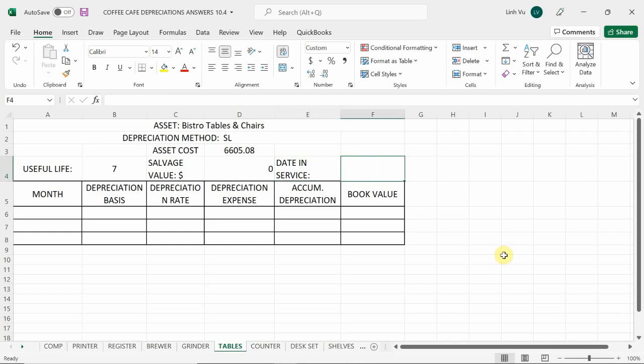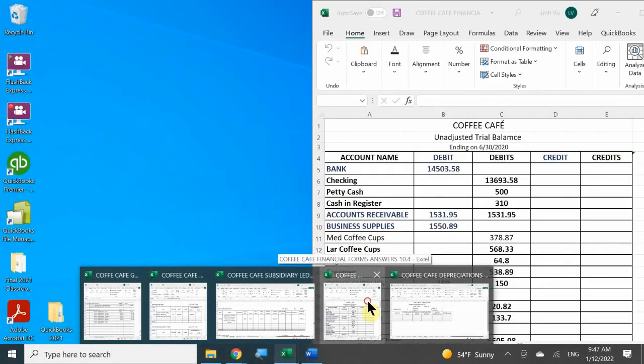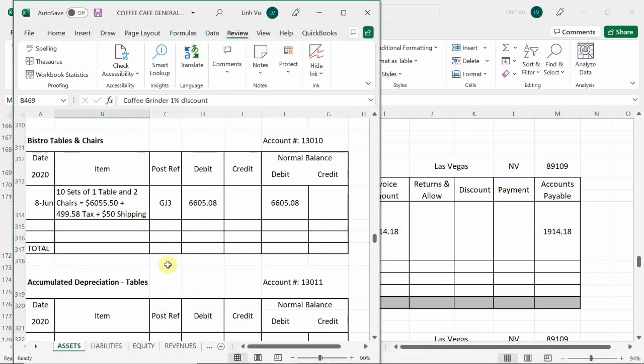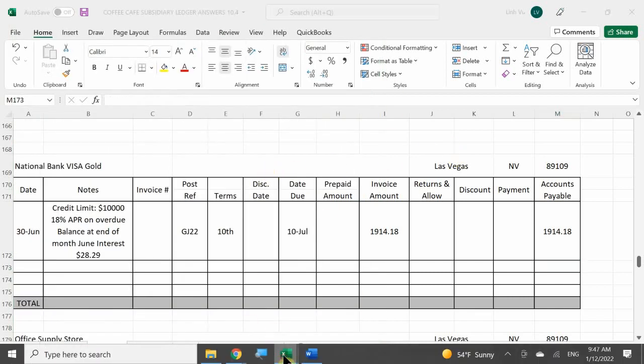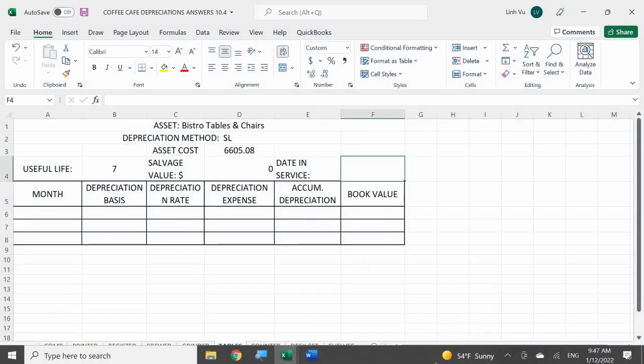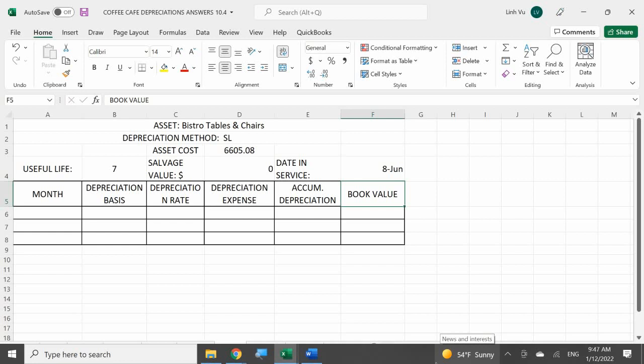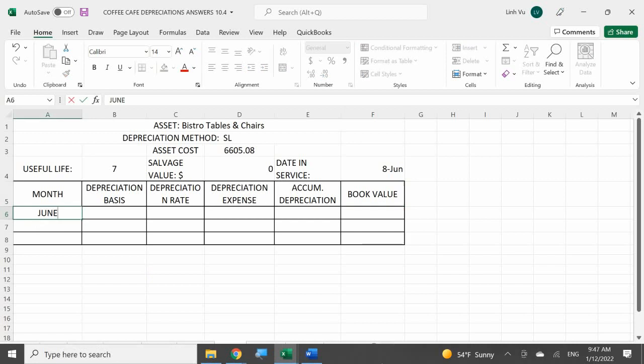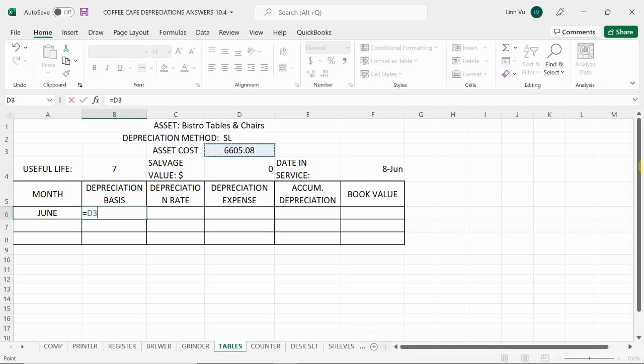And of course, the date that you placed it in service. When did you buy the furniture? On the 8th of June. Okay, good. And if we bought on the 8th of June, our assumption is it's already ready for service, right? You just sit on it. All right. So that means for the month of June, what's my depreciation basis going to be? The 6,605. Good, right?